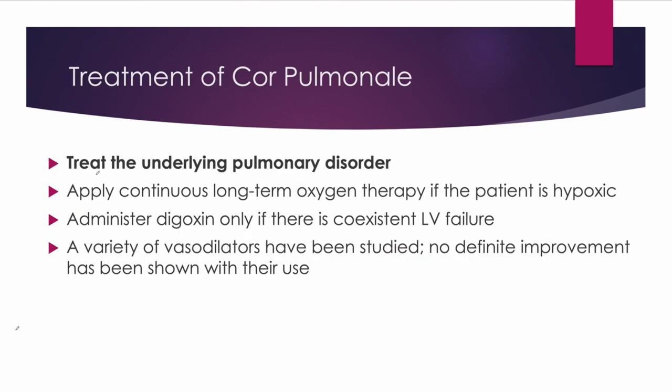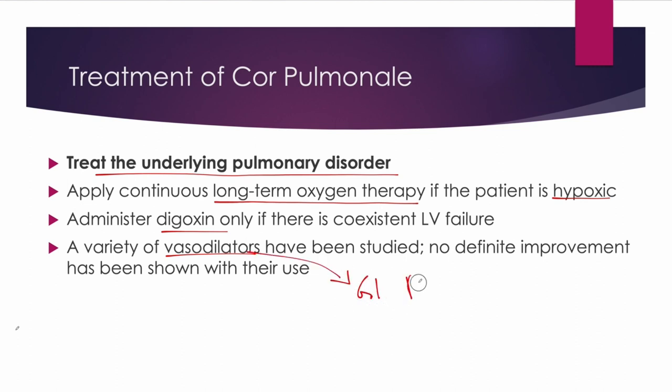How do we treat it? Well, we have to treat the underlying pulmonary disorder. Same thing with pulmonary hypertension. These patients often require long-term oxygen therapy if they are hypoxic, which most become hypoxic at some point. Like we mentioned before, we can give inotropic agents like digoxin. And vasodilators have been studied, but they don't tend to help in pulmonary. These vasodilators tend to help in the group 1, which is the pulmonary artery hypertension, the group 1 patients.